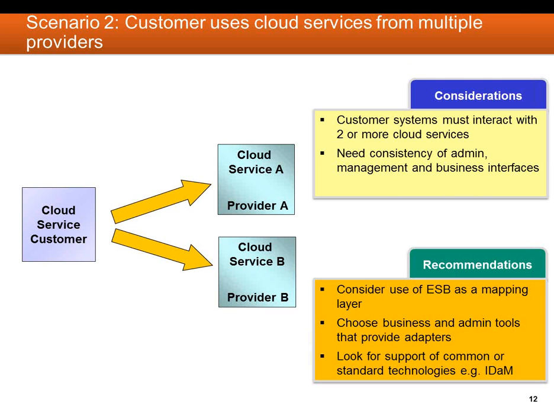And here the principal considerations are that your customer systems are now going to have to interact simultaneously with two or more of these cloud services, and the main need is going to be a consistency of the administration, the management, and the business interfaces. It's not necessary for the capabilities of Service A to be the same as Service B. They may be dealing with completely different functional areas, and that's fine, no problem.